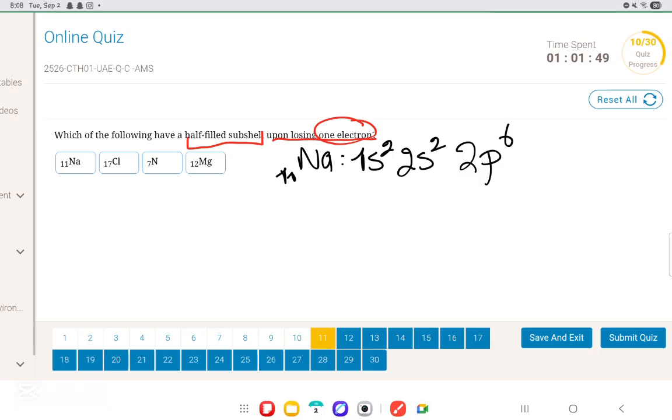And as you can see, none of them are half filled. This is fully filled, this is fully filled, and this is fully filled. How do we know? This is 2 electrons, and 6 electrons. Just like that, you know that it is fully filled. Let's do Cl, 17, okay?